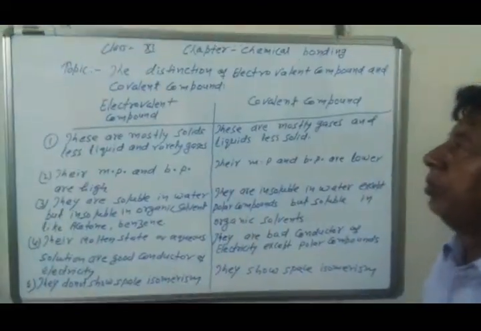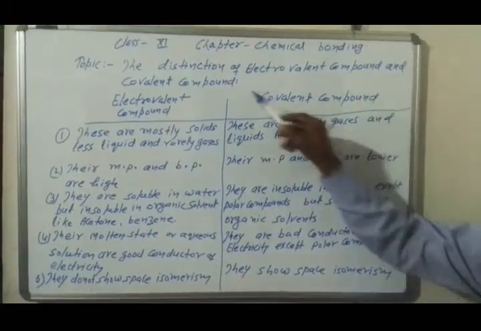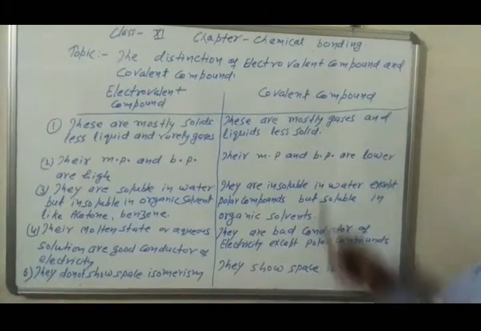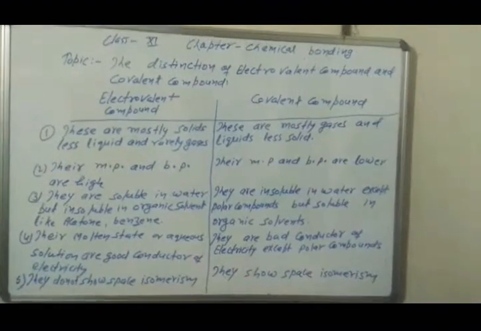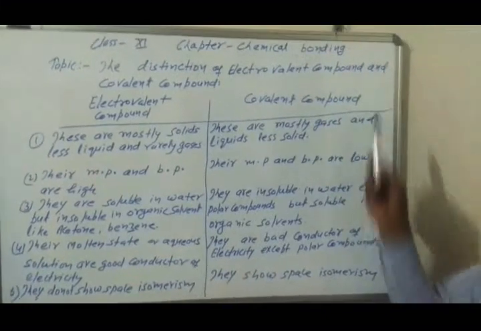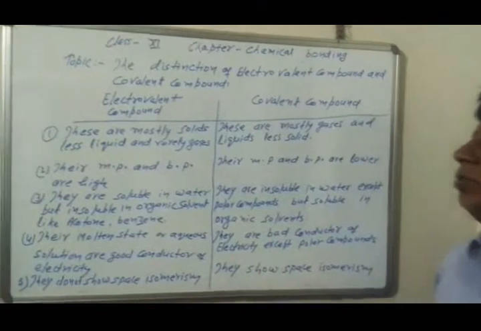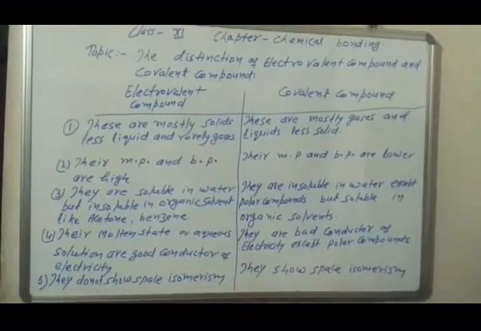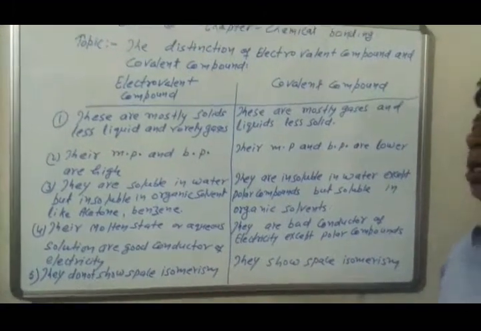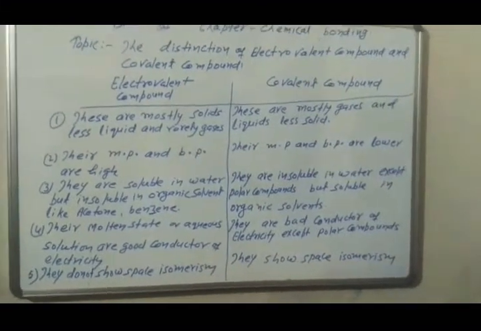The topic is the distinction between electrovalent compound and covalent compound. It comes in the chapter chemical bonding. At first, you have to know what the electrovalent compound and covalent compound are. Compounds in which an electrovalent bond is present are known as electrovalent compounds, and the compounds in which a covalent bond is present are known as covalent compounds.